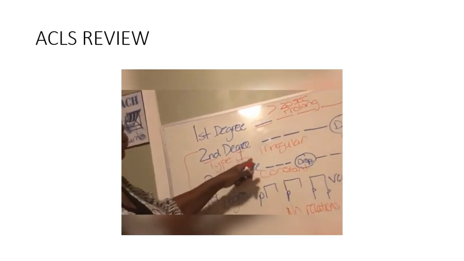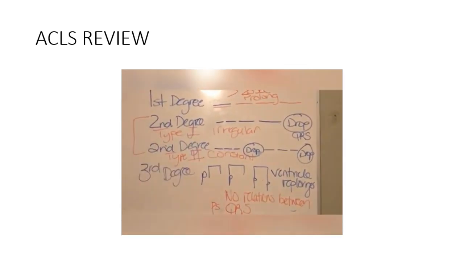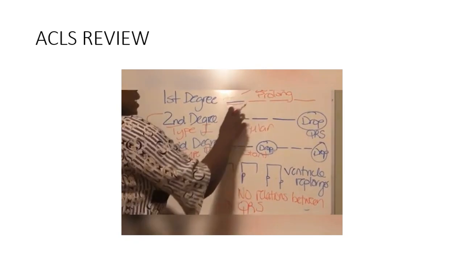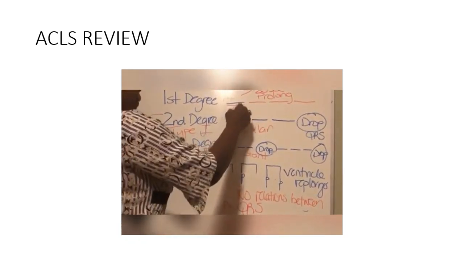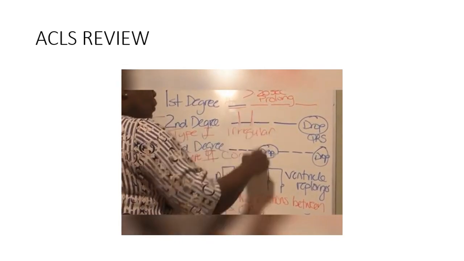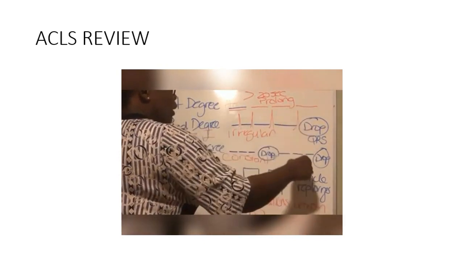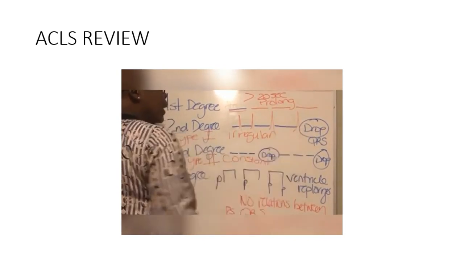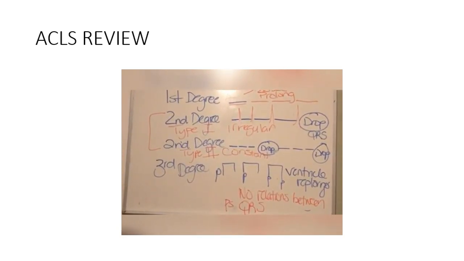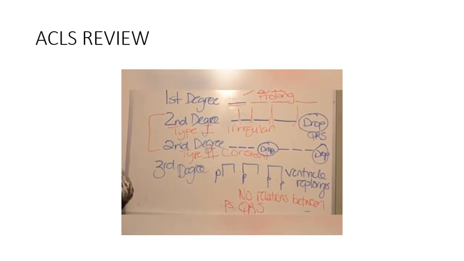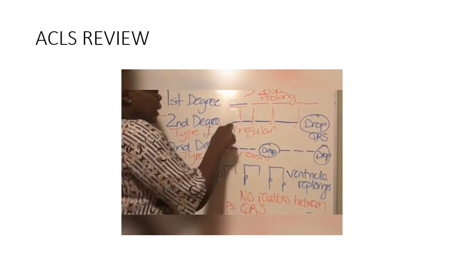Your second degree type 1 is irregular. Look at this. Your first P comes, then you have your QRS, right? Your second P comes, you have your QRS. Your third P, a QRS, and so forth, right? Then all of a sudden it drops. It does not produce a QRS. And then it starts again, okay?